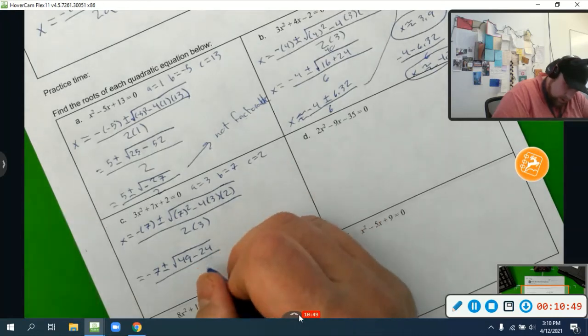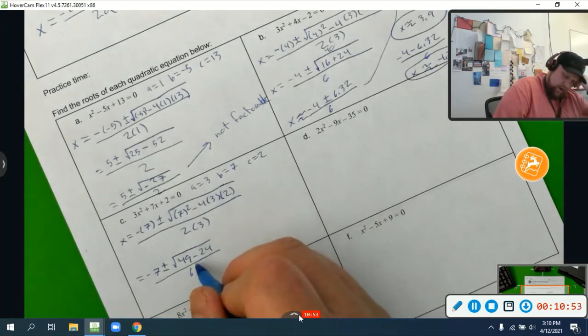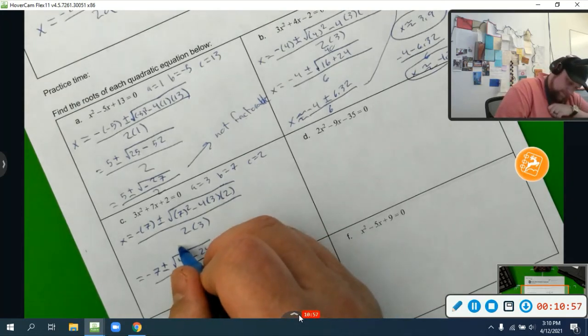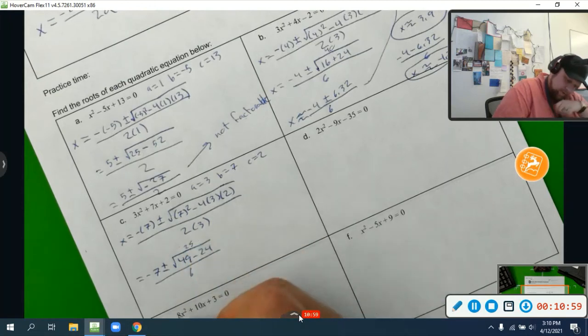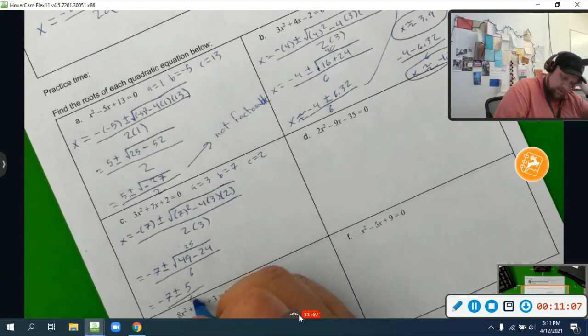All over 6. Wait, what's 49 minus 24? I believe that's 25. So I'm just going to write a 25 up there. Why? Because then I know it's going to equal negative 7 plus or minus, what's the square root of 25? It's just 5, all over 6.